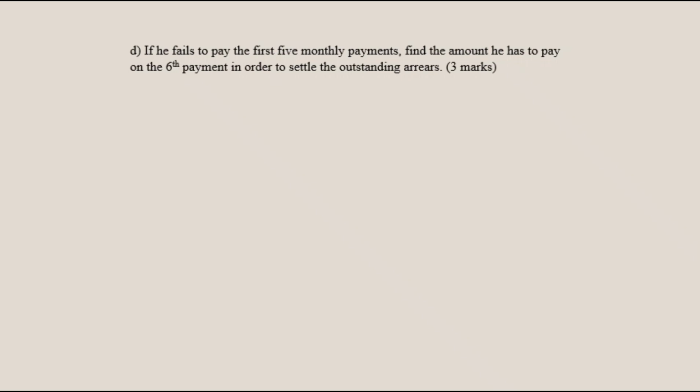Hello, my name is James Thomas, and today I will explain how to answer question 4D. In this question, we need to find the amount he has to pay on the sixth payment. So we use the formula S equals R times [(1 plus i) to the power of n minus 1] divided by i.